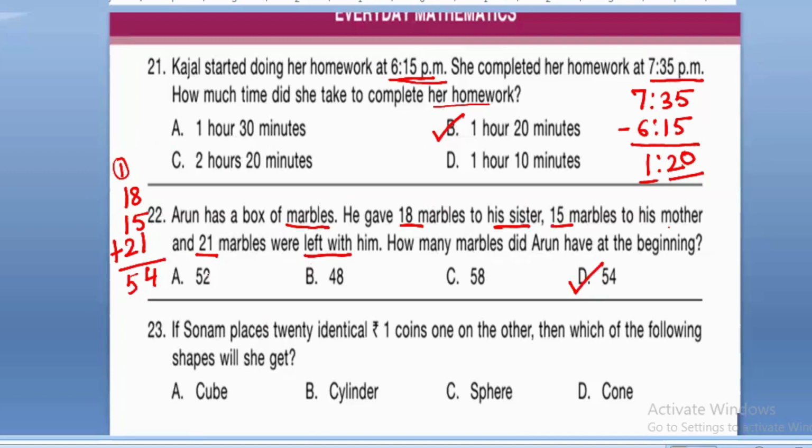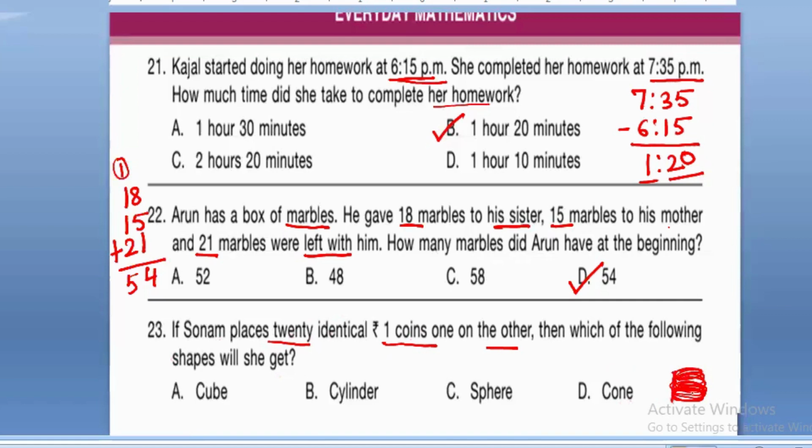Understood? Okay, let's move to the next question, which is: if Sonam places 20 identical 1 rupee coins one on the other, then which of the following shapes will she get? So the question is saying that Sonam has a 1 rupee coin, like this. Now she is arranging all the coins one upon the other like this, then another coin like this, then another one like this. So what shape is she getting after placing 20 coins like this?